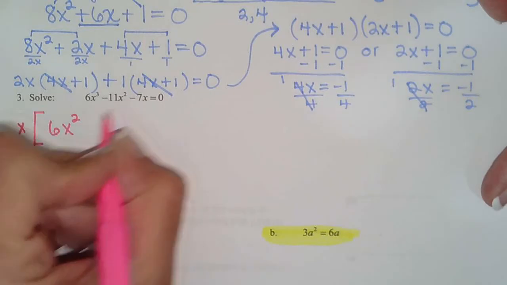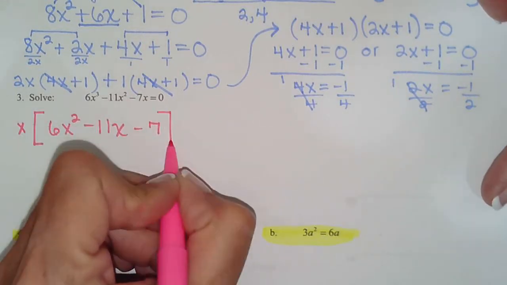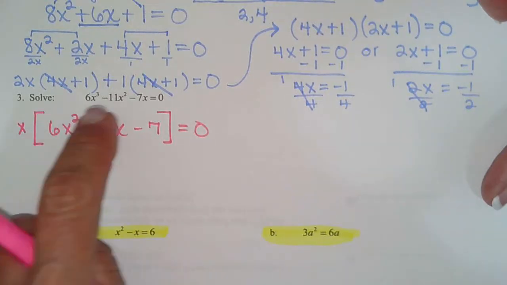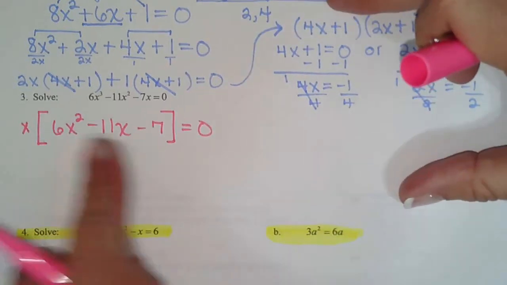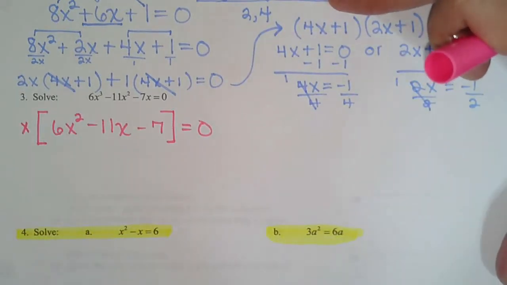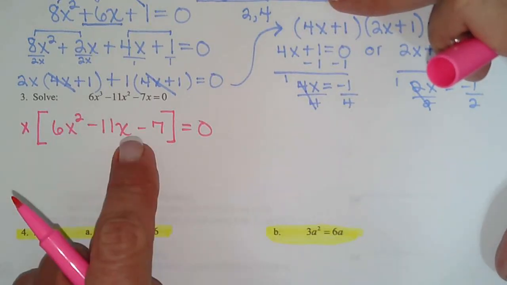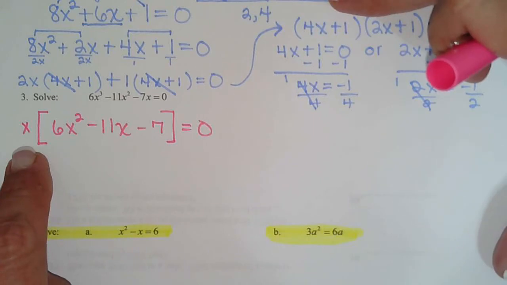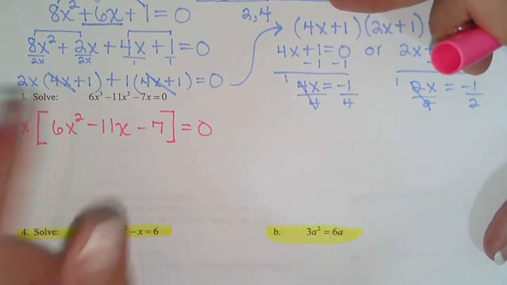6x squared minus 11x minus 7 equals 0. So I took one x out of every term. Now I have my normal trinomial that's ready for the AC method. And remember how I said put this on the outside? Because it's not part of the AC or the grouping, and you don't want to make it part of the answer. This one you should keep in mind is going to have 3 solutions because the highest power is 3. So keep that in mind.